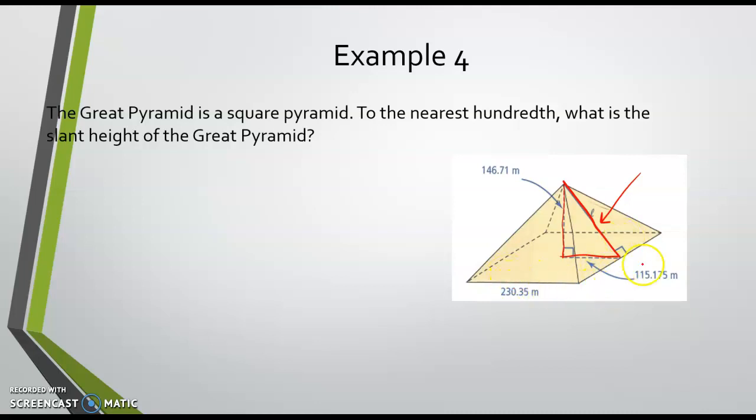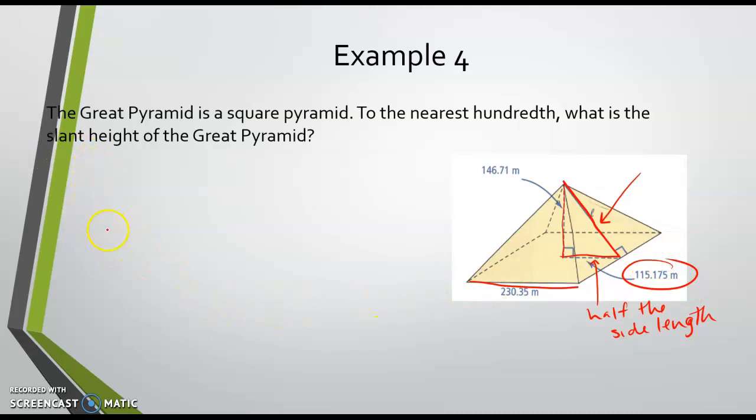Now, they give us two side lengths. This is the side of the pyramid, but the right triangle drops in a pyramid. This height drops directly to the center. So this is half this side length. Just keep that in mind. So from here, they've already gotten half for us.